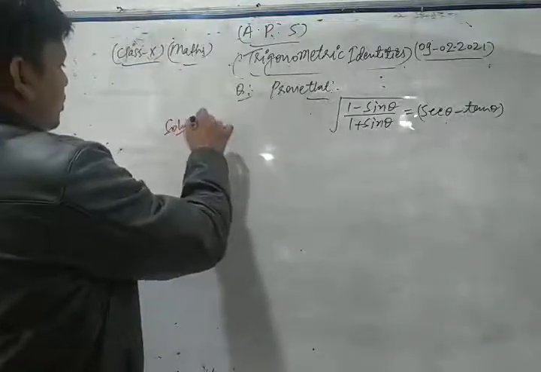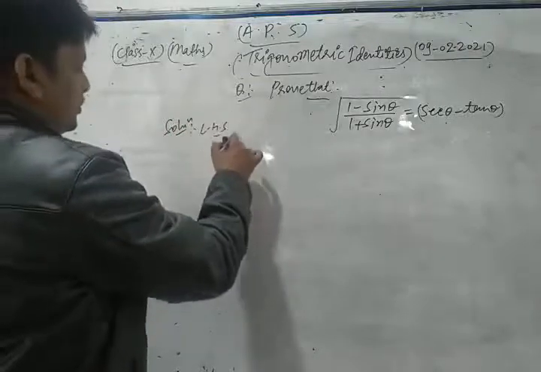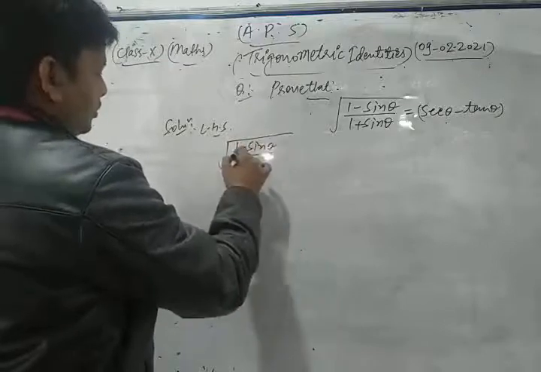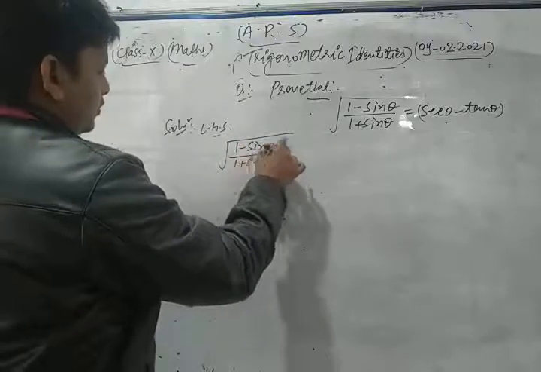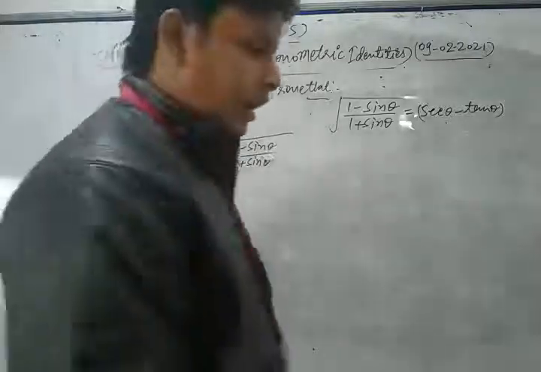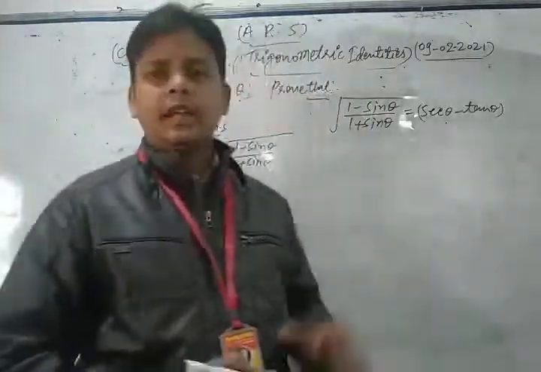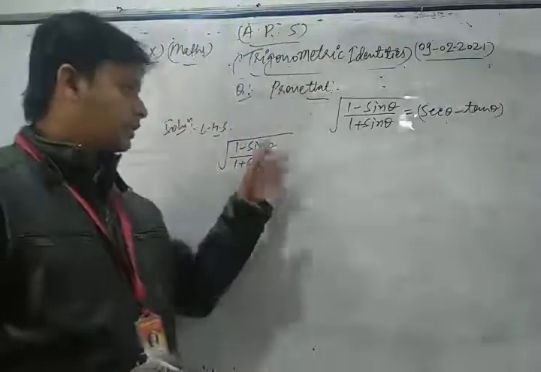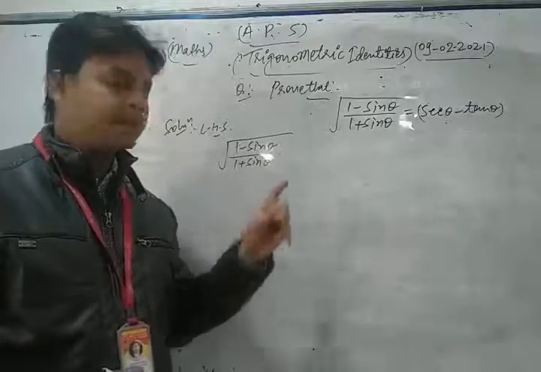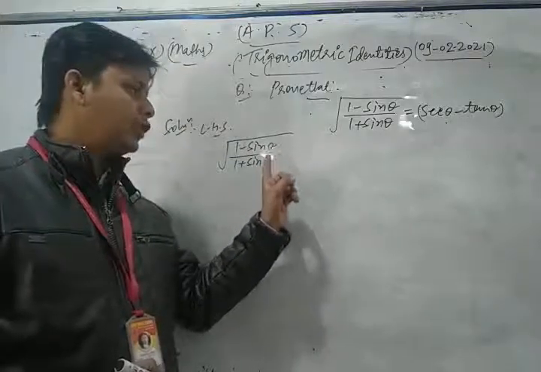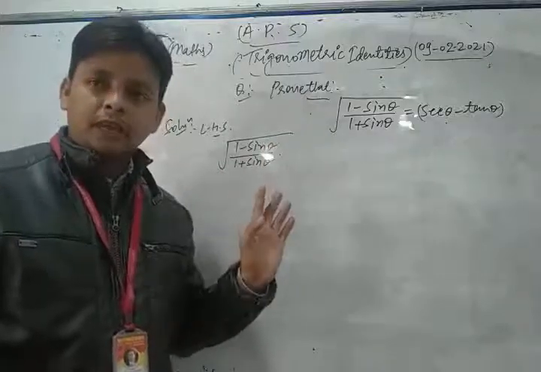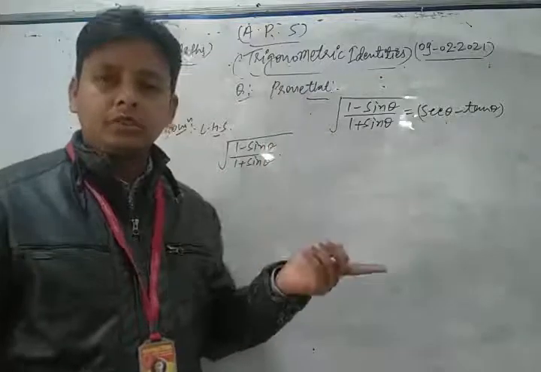First of all, we take the left hand side of this question, which is the square root of 1 minus sin theta upon 1 plus sin theta. After that, dear students, in all this type of questions, we must rationalize these values. That means we must multiply both the numerator and denominator by the conjugate of its denominator. Okay, we do the rationalization.